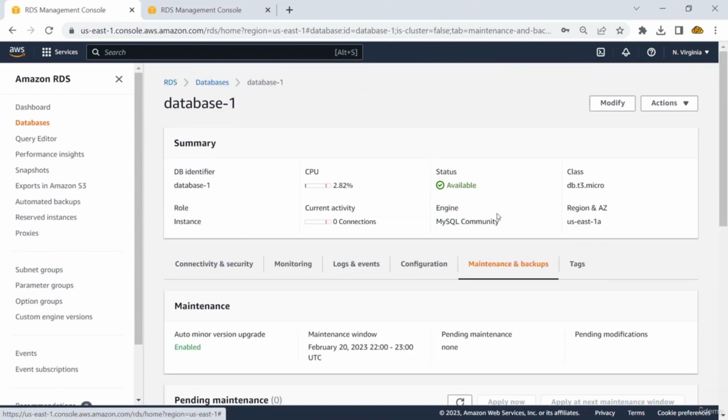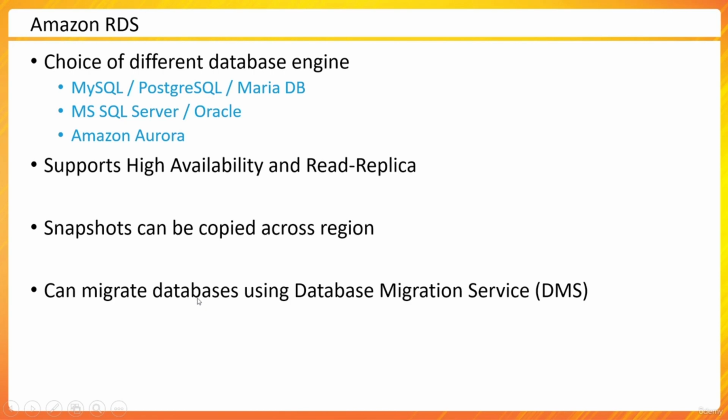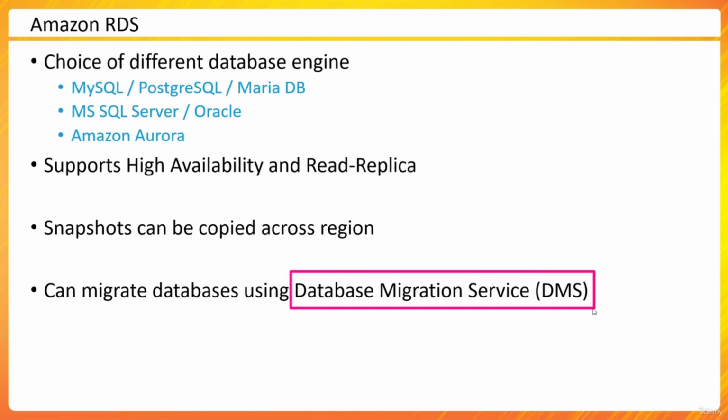Right. Now, let's talk about some more technical stuff, and then I'll come back to this to perform some modifications on that. So we will talk about high availability and read replica in a minute. We already understood what the database engines are. I talked about how a snapshot can be copied across regions, right? You can migrate databases using Database Migration Service. This is an independent service made available by AWS just in case you want to move your databases from on-prem or from another cloud provider, or you were running it on Amazon EC2 and now want to bring it to Amazon RDS. That can all be accomplished by Database Migration Service.